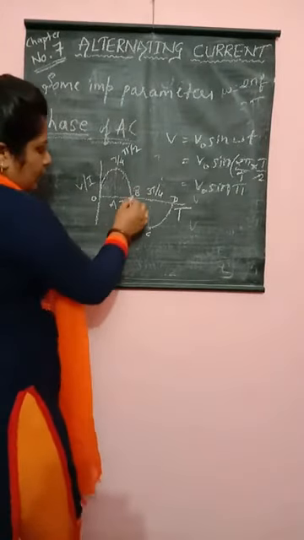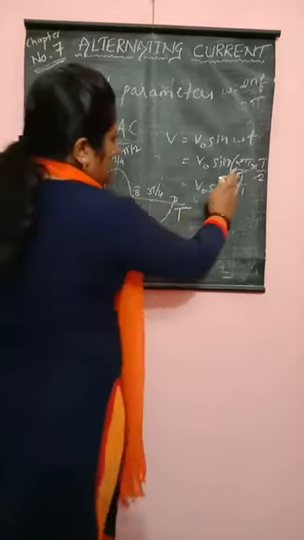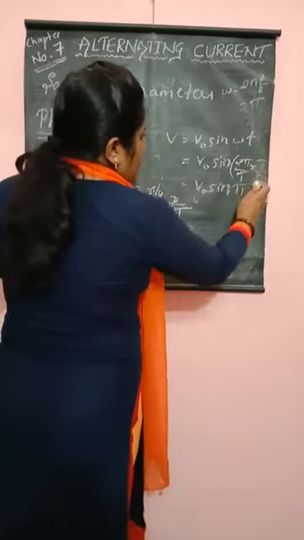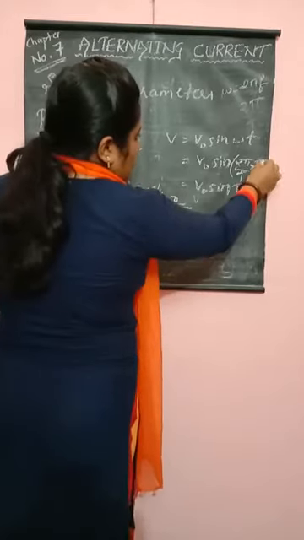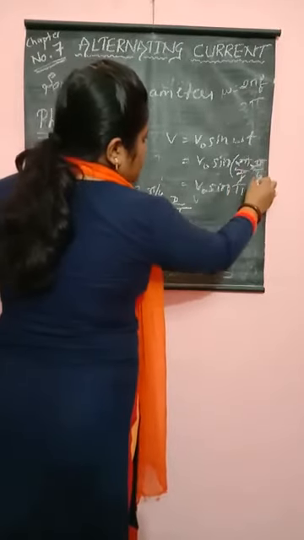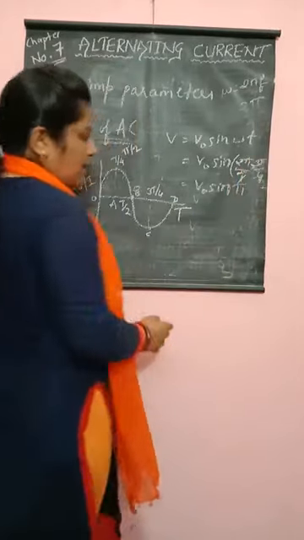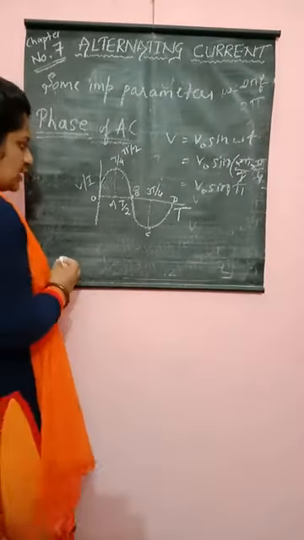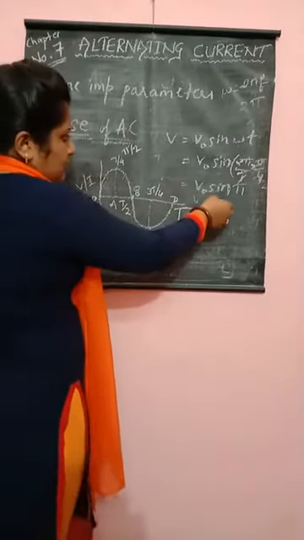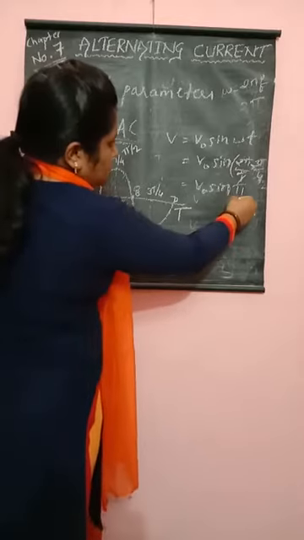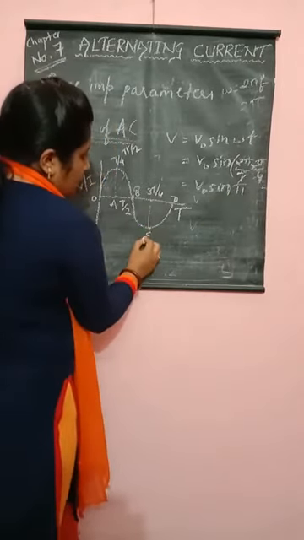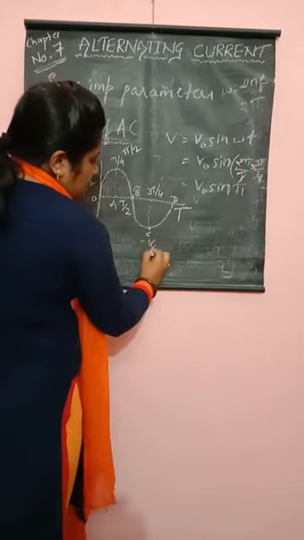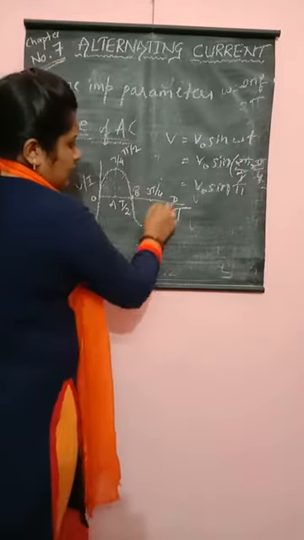Again, if you come here, what happens? 2 pi by T into 3T by 4. T and T get cancelled. 2 ones are 2, 2 twos are... pi 3 by 2, 3 pi by 2, sine 3 pi by 2, meaning 270. So again it is 1, but here it is minus 1. Minus V naught you will get. Here again you will get 0.